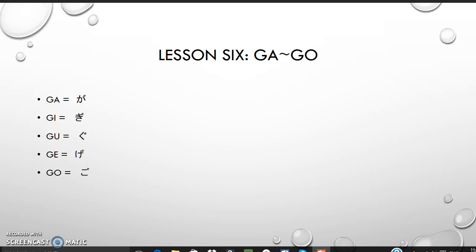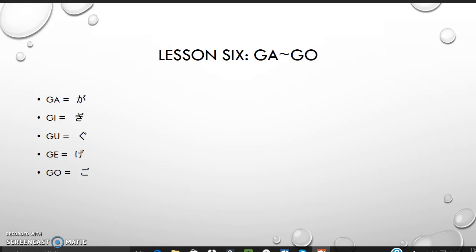This time, the first thing that we're going to cover is ga, gi, gu, ge, go. It has some really interesting characters here. They might come off as a bit familiar. You might remember these characters from the Ka Ki Ku Ke Ko segment. So, yeah, that will be a very good thing to take note of here.